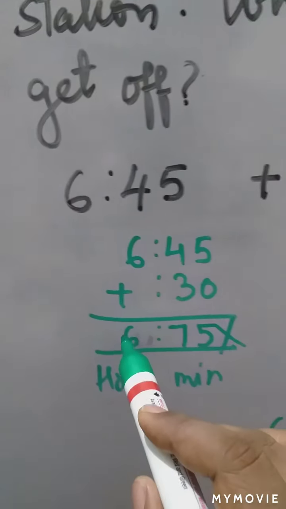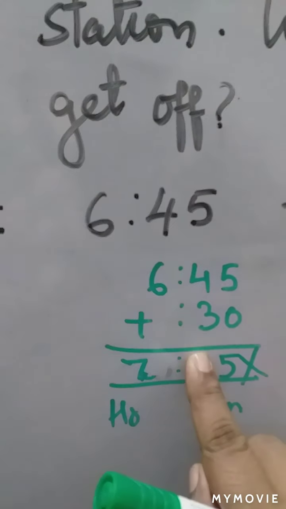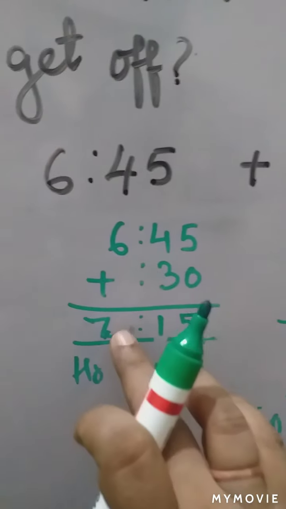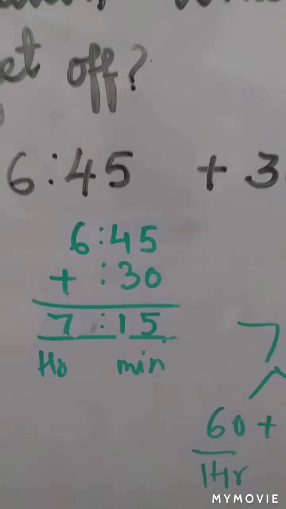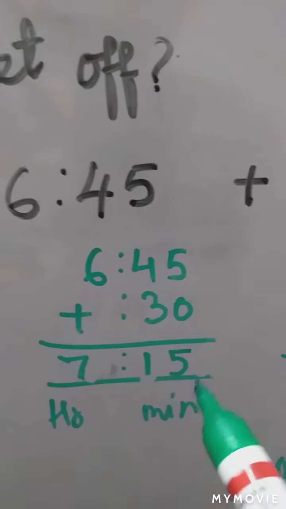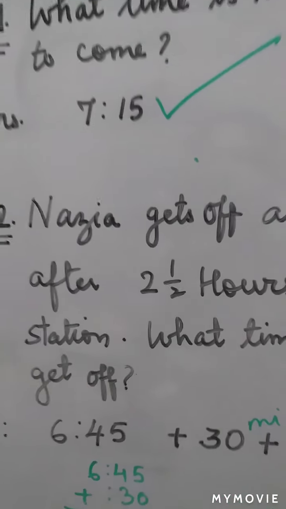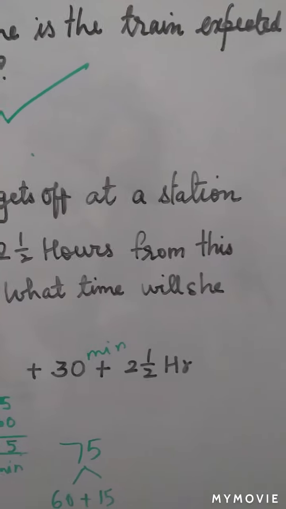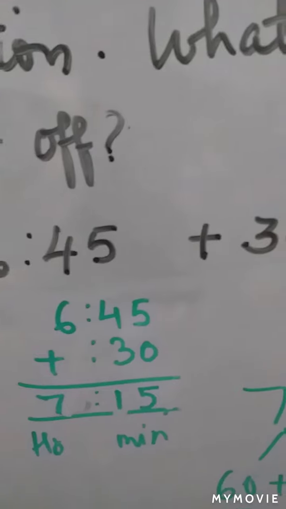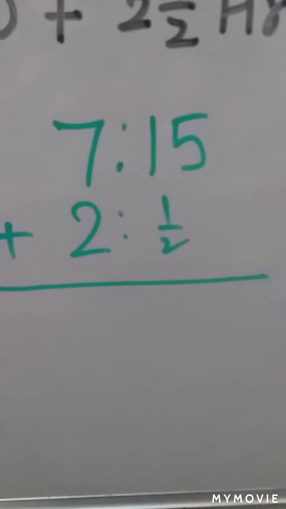So this will make 1 hour and this will remain as minutes. So here it will be 7 hours and 15 minutes. Okay, now the train started from the station at 7 hours 15 minutes, and Nazia traveled for 2.5 hours. So how much will be the time? Now in 7 hours 15 minutes we are going to add 2.5 hours. So let's see how we do that.